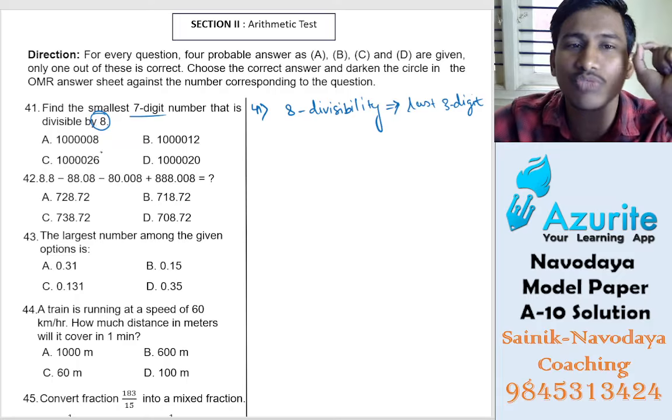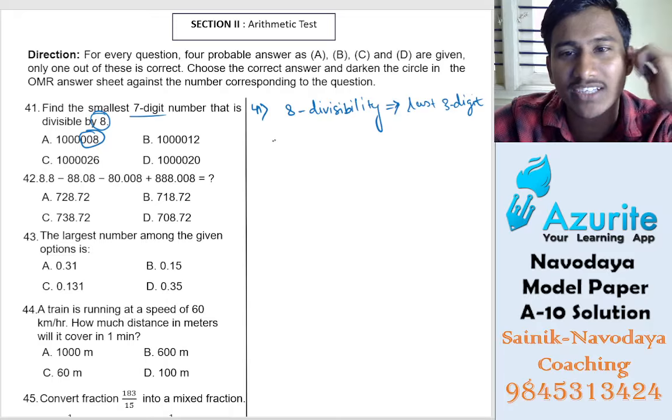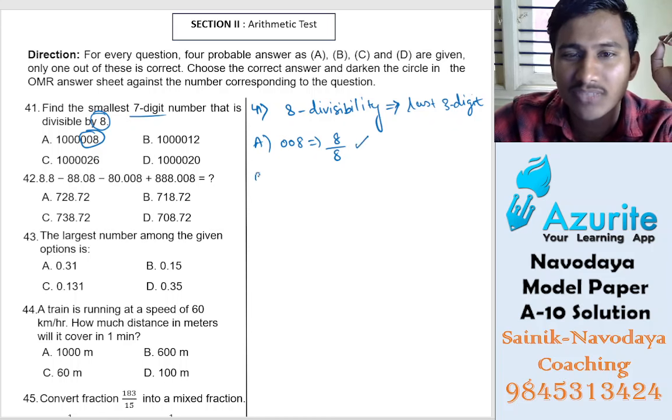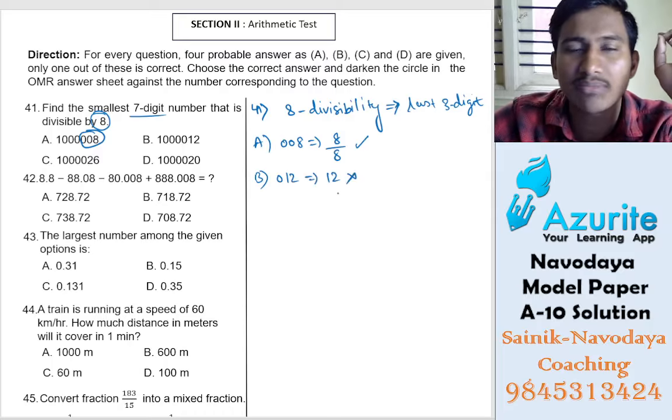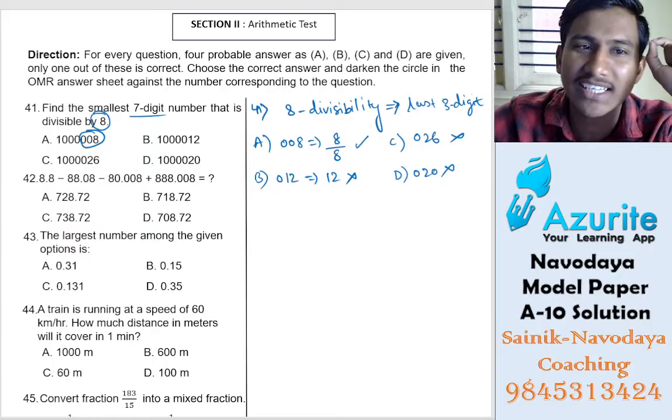If you go with options, here last 3 digits 008. So 008 means it is 8. 8 by 8 it is divisible. So this is only divisible. If you check B option, it is 012, that is 12. 12 is not divisible, not in 8 table. C option 026, it is not divisible. D option 020, it is not divisible. So only option A is divisible.